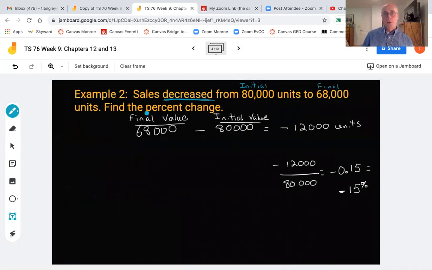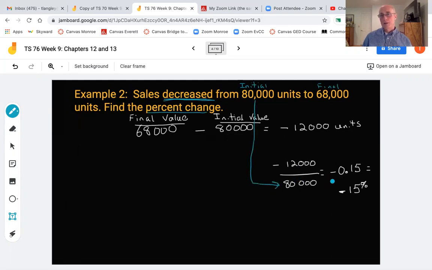Find the percent change. They want to know the percent. So I take my final value, 68,000, minus my initial value, 80,000. I get a negative answer, because the 80,000 is more than 68,000. I get minus 12,000 units. Then I take that answer and divide it by my initial value, which is 80,000. I'm going to draw an arrow just to see where this 80 came from.